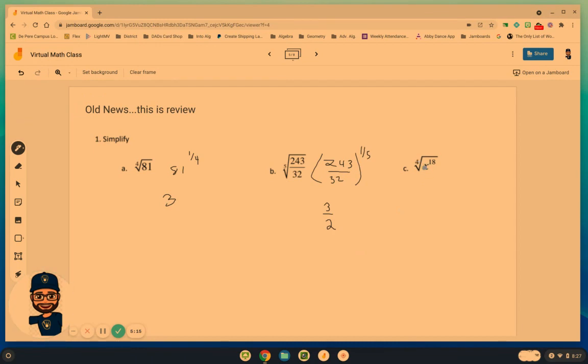The fourth root of x to the 18th. So the easiest way to look at this one is to say x to the 18th raised to the 1/4 power. Right? That fourth root means 1/4 power. And what do we do with these two? Well, we multiply them. And we end up with x to the 18 over 4, which we should simplify, or we get x to the 9/2. So this property right here is where we're going to focus a lot on what we're doing today.